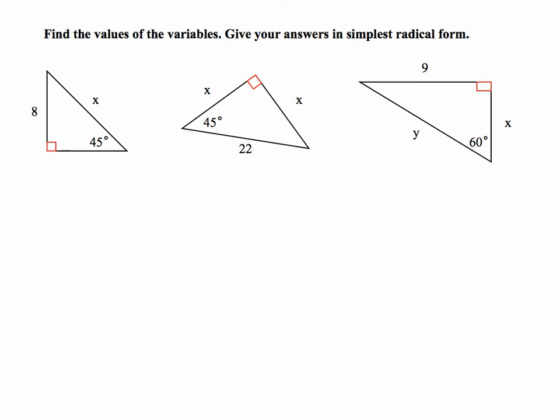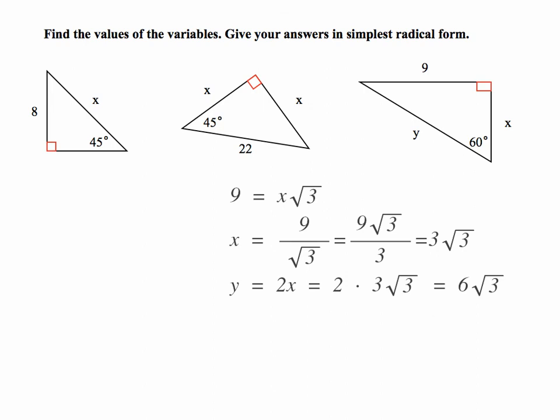In the 30, 60, 90 triangle, 9 is the longer leg because it's opposite the 60 degrees. So the correct equation to create is 9 equals x square roots of 3. Remember, the longer leg in a 30, 60, 90 triangle is always the shortest leg times the square root of 3. Divide both sides by the square root of 3 and rationalize, and we end up with 3 square roots of 3.